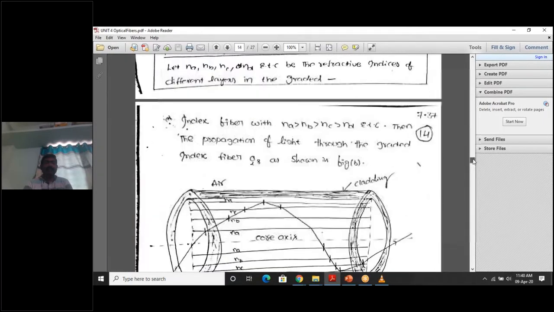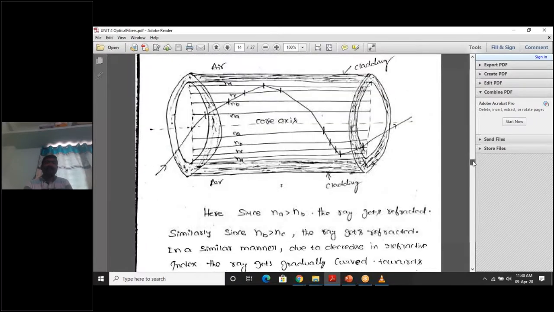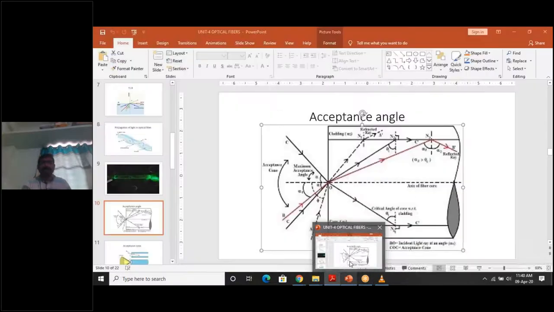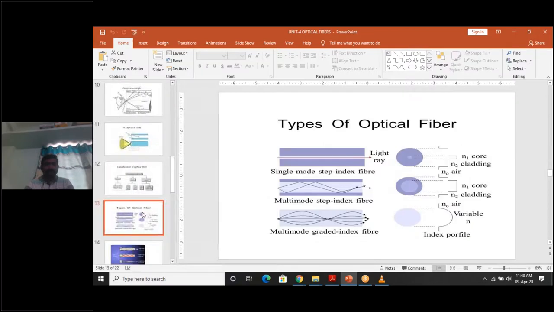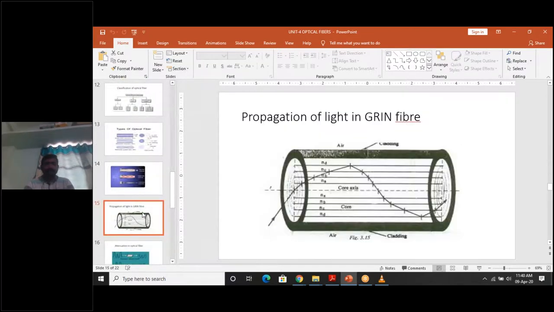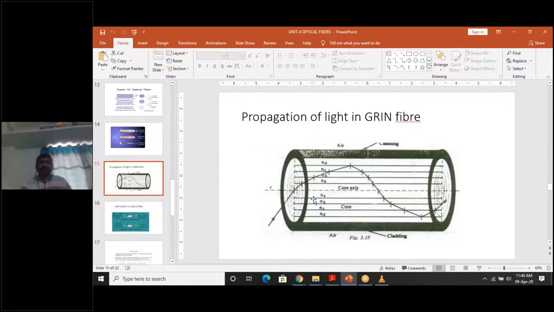To understand this, let us see the propagation in the optical fiber. Here, the light ray will follow a spiral path. Here you see very clearly, the light ray will follow this spiral path like this, and it comes out here.